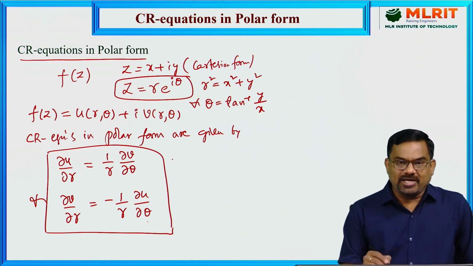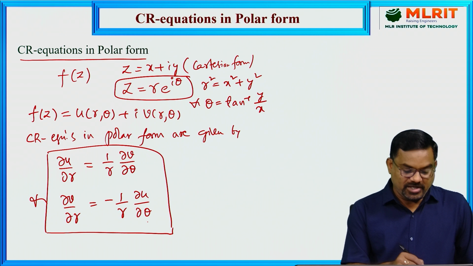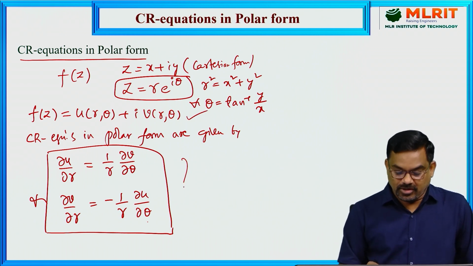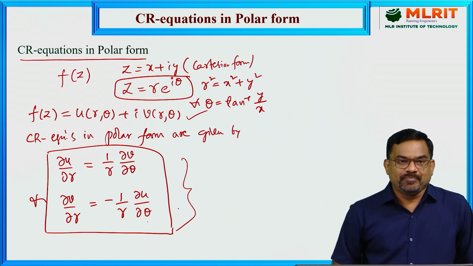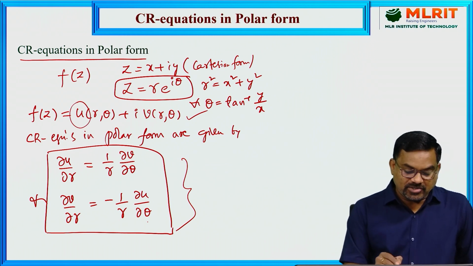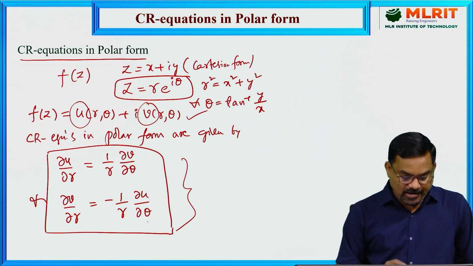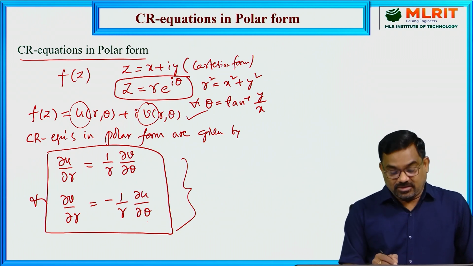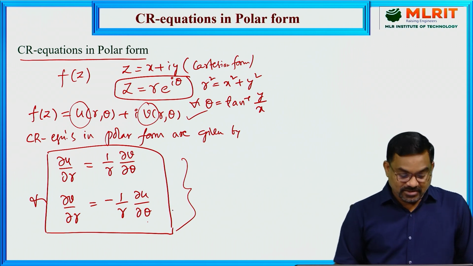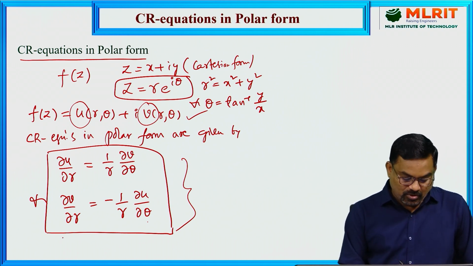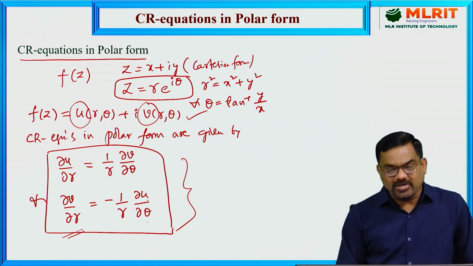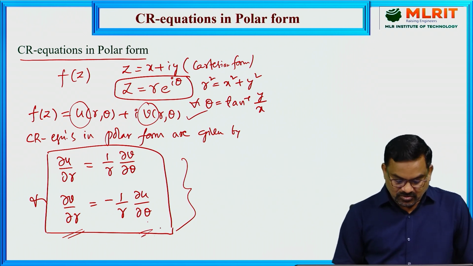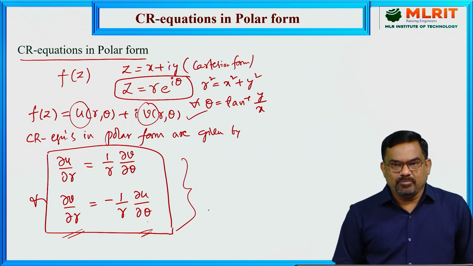To check whether the function is analytic or not, we need to check these CR conditions. If the function f(z) is given in polar form, then we check these polar conditions. For that, first we need to find the partial derivatives of u and v with respect to r and θ. In the first equation, the partial derivative of u with respect to r is equal to 1 by r times the partial derivative of v with respect to θ. Similarly, the partial derivative of v with respect to r is minus 1 by r times the partial derivative of u with respect to θ. So, these are called the CR equations in polar form.